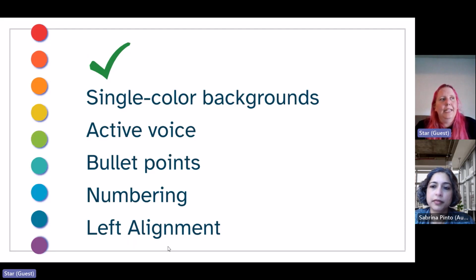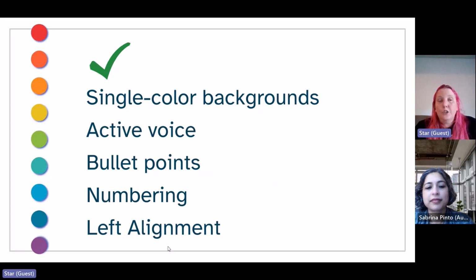So active voice means I walked the dog. Passive voice would be the dog was walked by me. So if you can dig back to your days of English class, active voice is easier for people to understand and is considered the APA style.